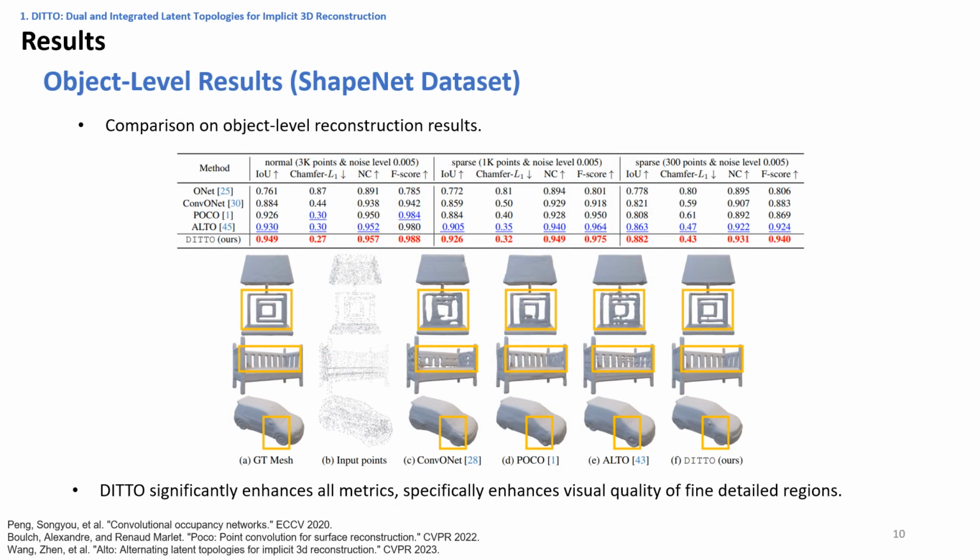This is the object level comparison result with previous methods. As shown in the table, we achieve significant improvement over previous methods across all metrics, regardless of point sparsity. As highlighted in the yellow boxes, the reconstructed meshes of our method were restored not only the overall structure, but also the challenging sharp and thin structures. These results show that our DITTO model has higher capability to preserve details with greater stability.